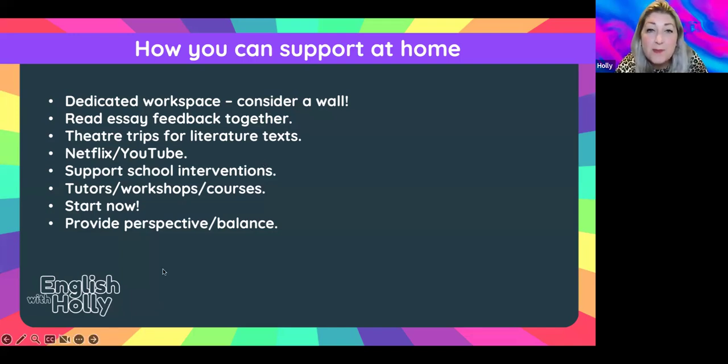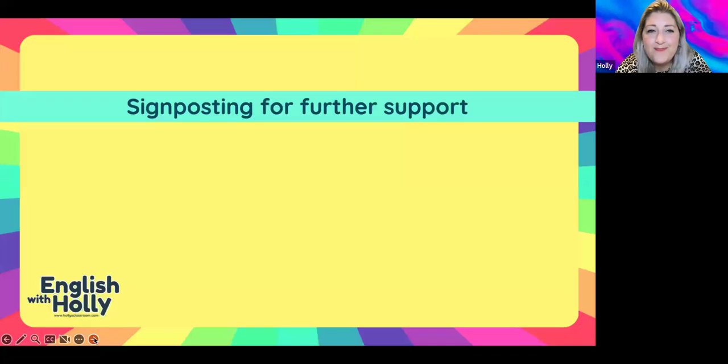And obviously, as parents, the most important thing that you can do is provide perspective and balance. It can feel overwhelming for teenagers. This is a lot that I'm talking about, and this is just 2 GCSEs. They've got so much that they need to get their head around. So it's really important that they feel that it isn't really the end of the world if things don't go according to plan. There are always ways to have a comeback.